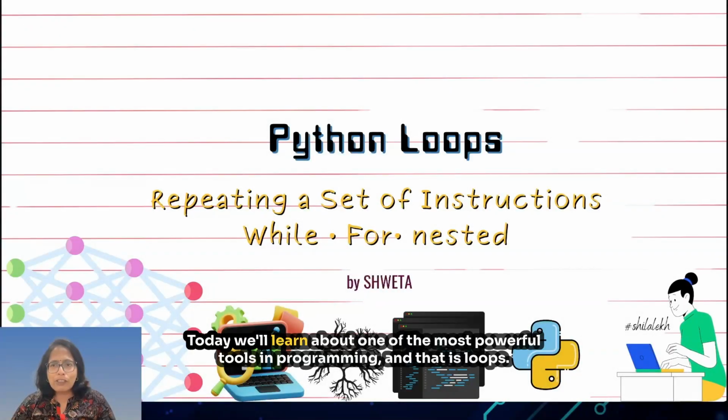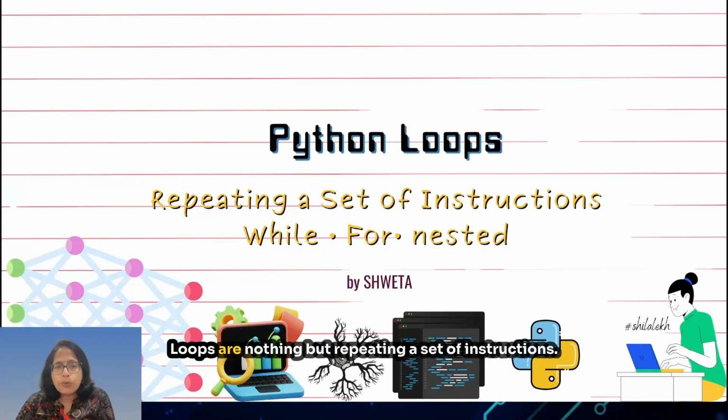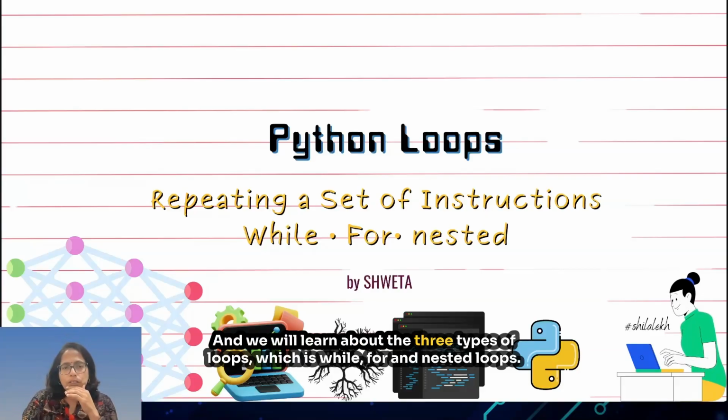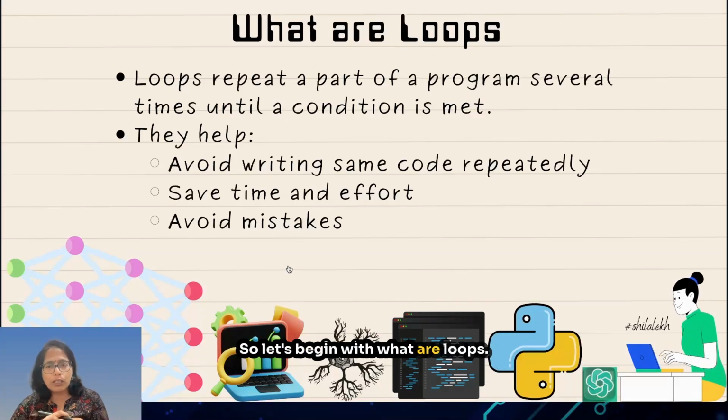Hello, today we'll learn about one of the most powerful tools in programming, and that is loops. Loops are nothing but repeating a set of instructions. And we'll learn about the three types of loops, which is while, for, and nested loops. So let's begin with what are loops.